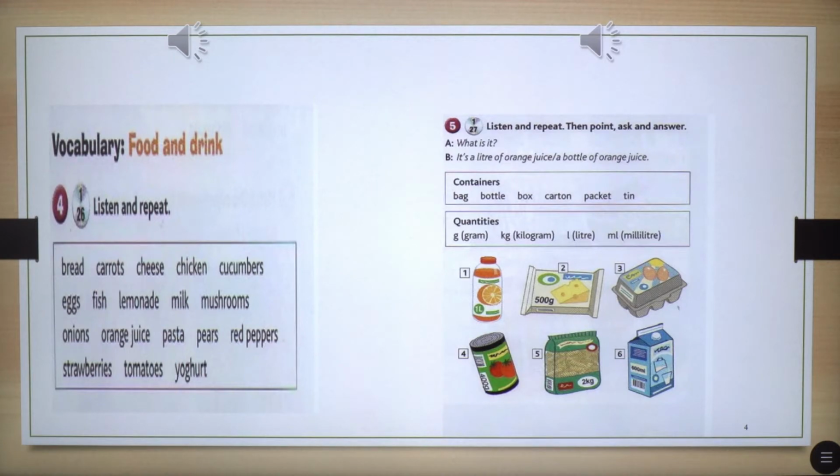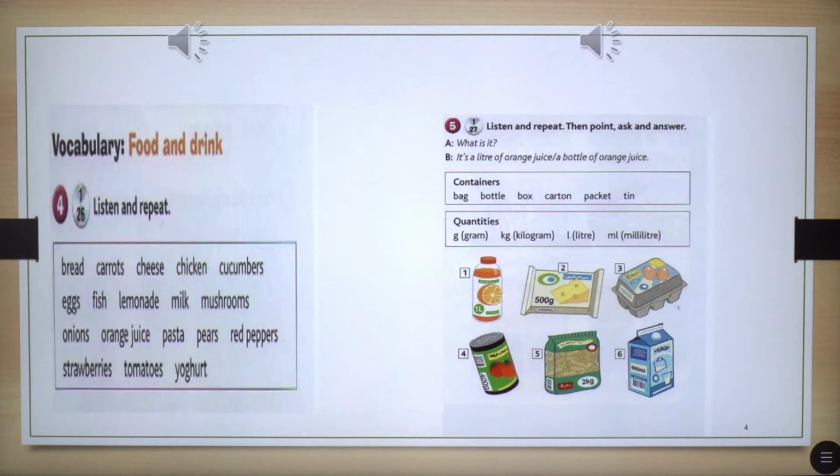The second one, look at it, it's cheese, right? So what's the container? What do you think? It's a packet. That's right, it's a packet. How much cheese is in it? So we can see it's 500 grams.